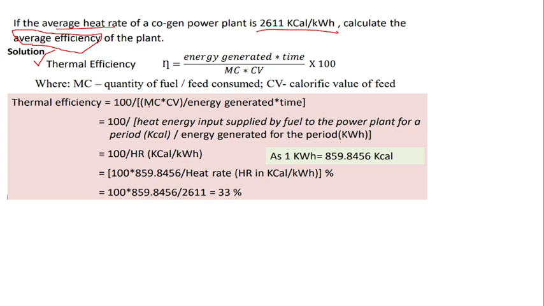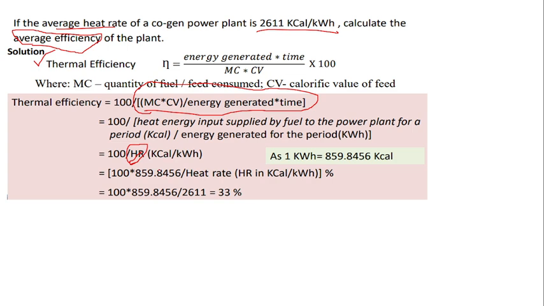Now this is explained in terms of HR. This HR is nothing but the average heat rate. That is how this formula is rewritten. So 100 divided by the average heat rate is the thermal efficiency. This is another form of writing the formula.